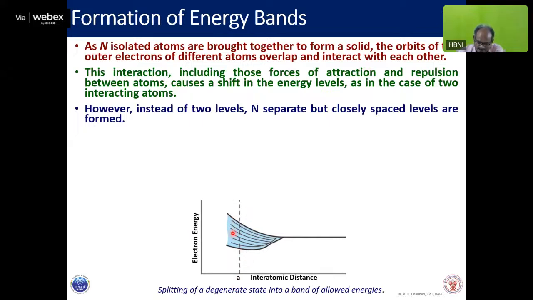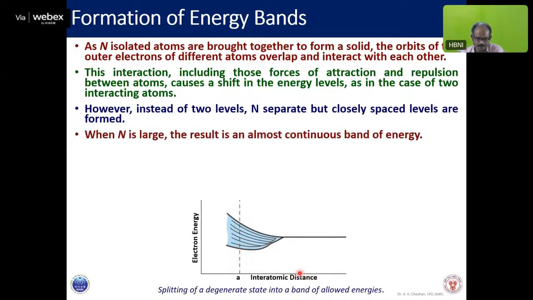Now at a distance A, what is A? A is the distance, a lattice parameter. Suppose I consider only a cubic crystal. So now every atom is at a distance A, and their wave functions are also interacting with each other. So at a distance A, these levels will split into n levels. This should be clear.